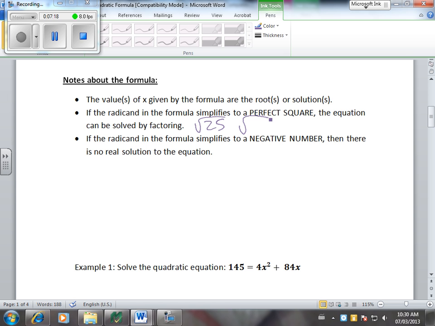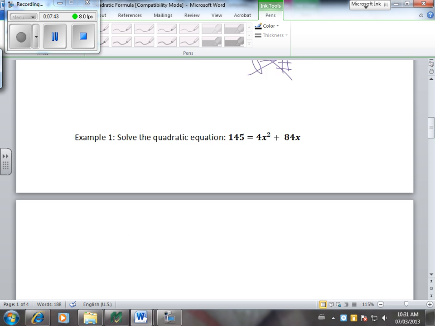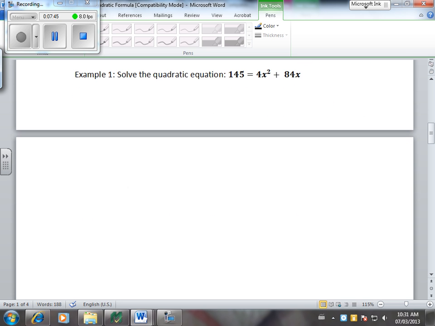So if what you get under there is a perfect square, then you can just solve it by factoring. You don't need to use the quadratic formula. But if it simplifies to a negative number, you will get an error message on your calculator because you cannot take the square root of a negative number. Okay, so if you get that, then there's no real solution to the equation, which means there's no roots.